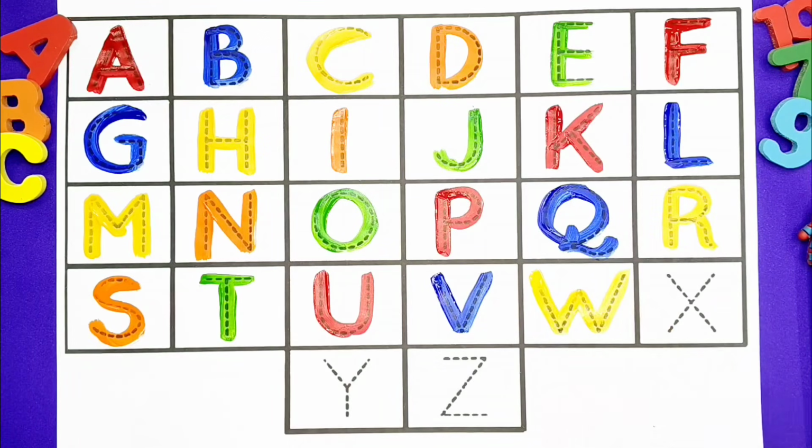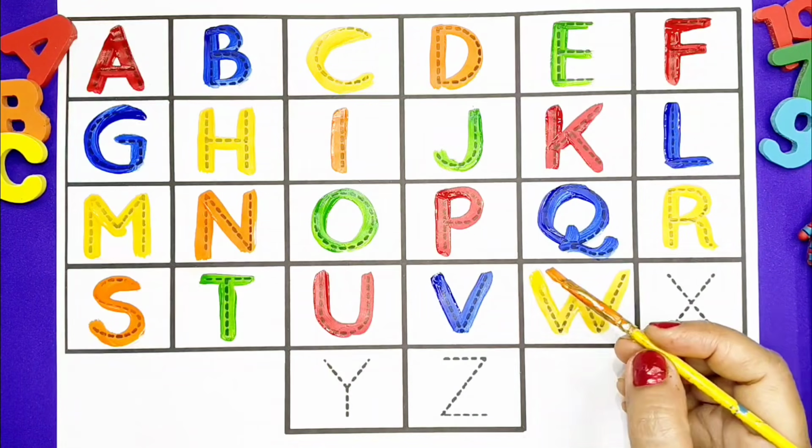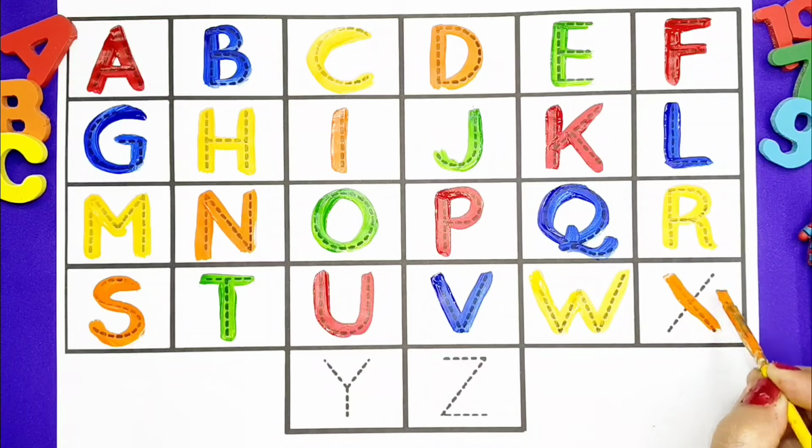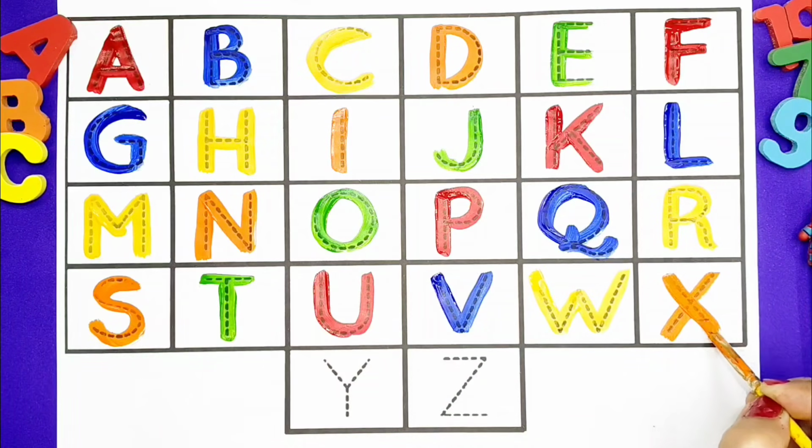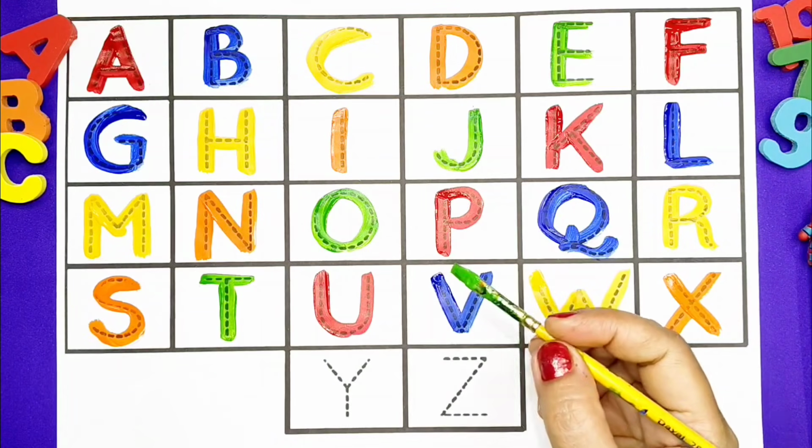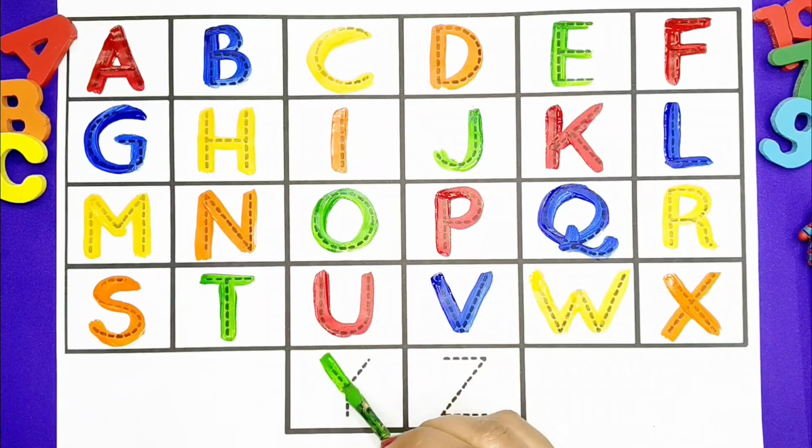W for watermelon. Orange color. X. X for X-ray. Light green color. Y for yo-yo.